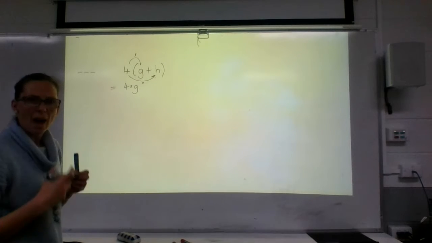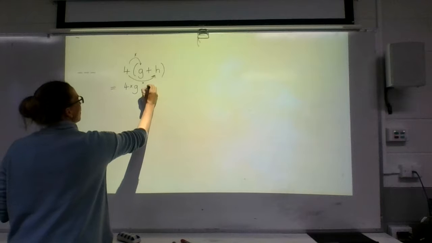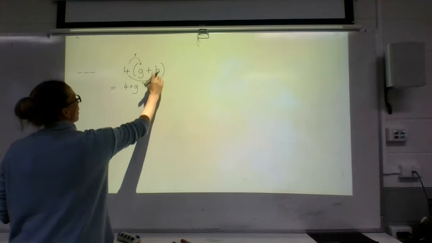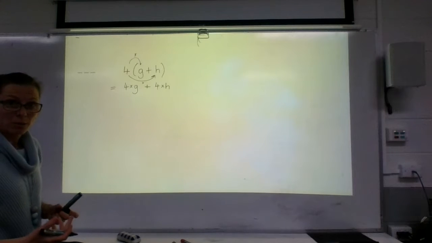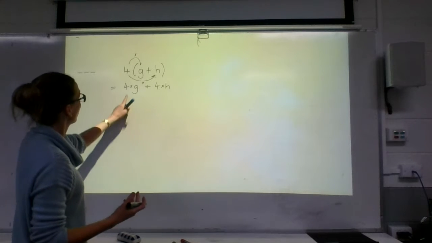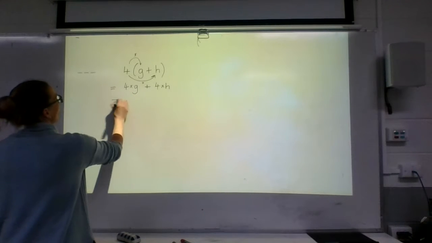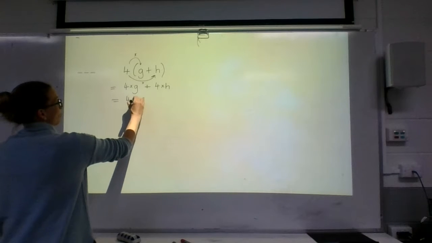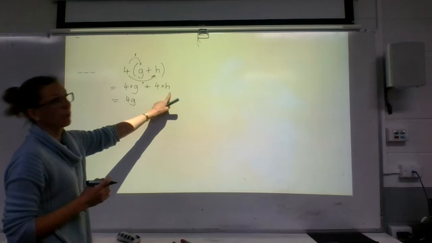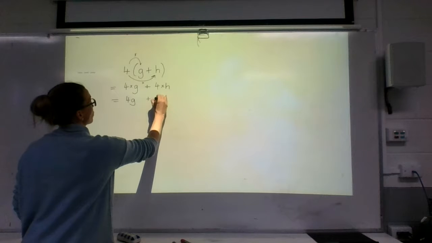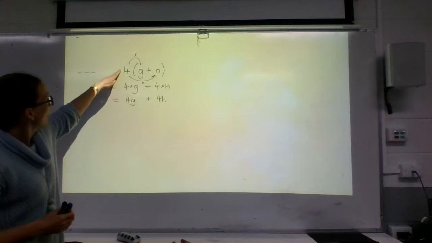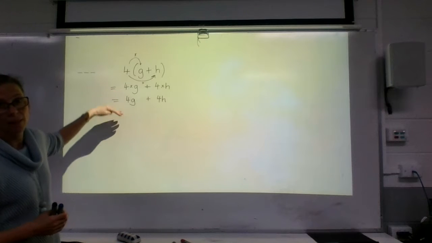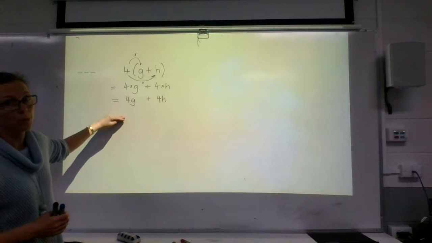And because I'm adding those things together, I need to have this addition sign. So 4 times H is 4H. Then I use my algebra rules and I write it more simply. So I drop out the multiplier. 4 times G is just 4G, and 4 times H is just 4H. So I've started up here, I've expanded it, and then I've simplified using my algebra rules.